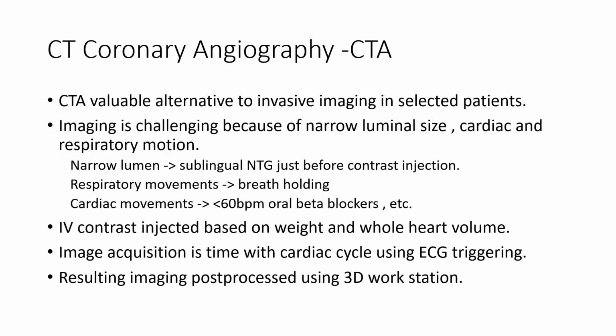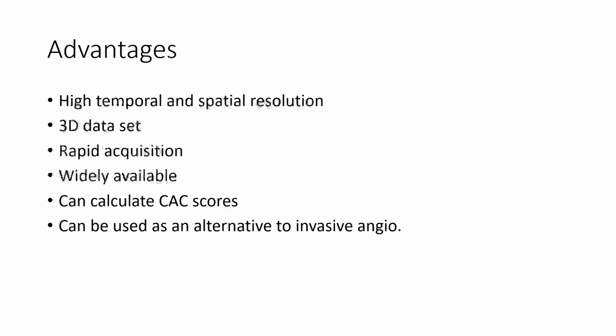The IV contrast is injected based on the weight and volume of the heart, and then image acquisition is timed with the cardiac cycle using ECG triggering. The resulting image is then post-processed using a 3D workstation. The advantages of cardiac CT are high temporal and spatial resolution, and we can get a 3D data set. It is a rapid acquisition, taking less than 5 to 10 minutes. It is widely available, it can be used to calculate calcium scores, and it can be used as an alternative to invasive angiography.